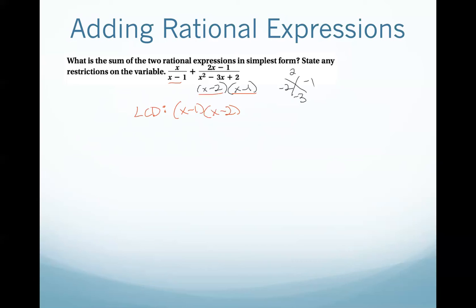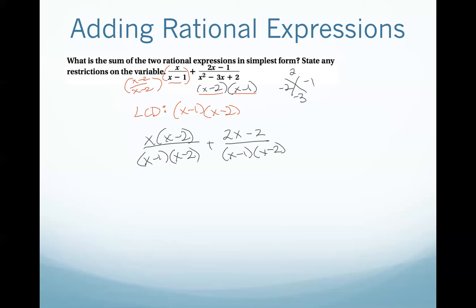Now, in order to get my first fraction to have that denominator, I need to multiply that fraction by (x minus 2) over (x minus 2). So when I multiply that, I get x times (x minus 2) divided by (x minus 1) times (x minus 2). That's my first fraction. The second fraction already has my least common denominator, so I don't need to change that. Divided by (x minus 1) times (x minus 2).